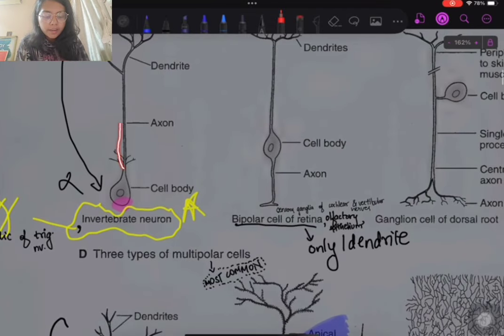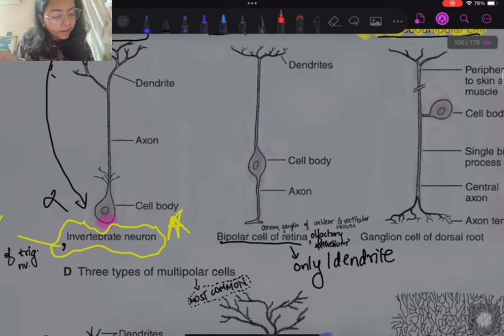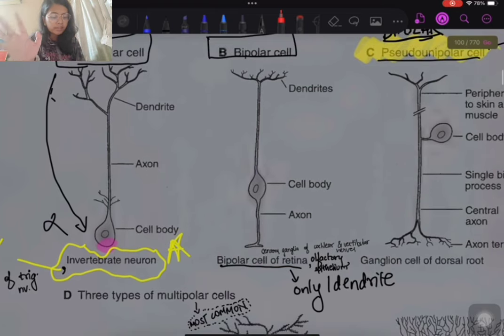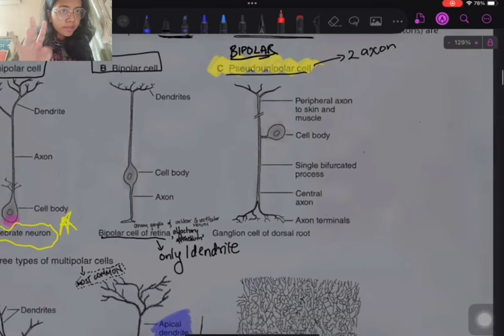Now what is unipolar? It will be having a single pole which will function as both the axon as well as the dendrite. Then you will have the bipolar cell of the retina. Bipolar means having two poles. That does not mean that it will have two dendrites, okay? It will be having one dendrite and one axon. So yeah, bipolar cells. Bipolar present where? It is present in the retina, sensory ganglia of the cochlear and the vestibular nerves, and the olfactory epithelium. Okay, so bipolar is in the retina, olfactory epithelium, and sensory ganglia of cochlear and vestibular nerves.